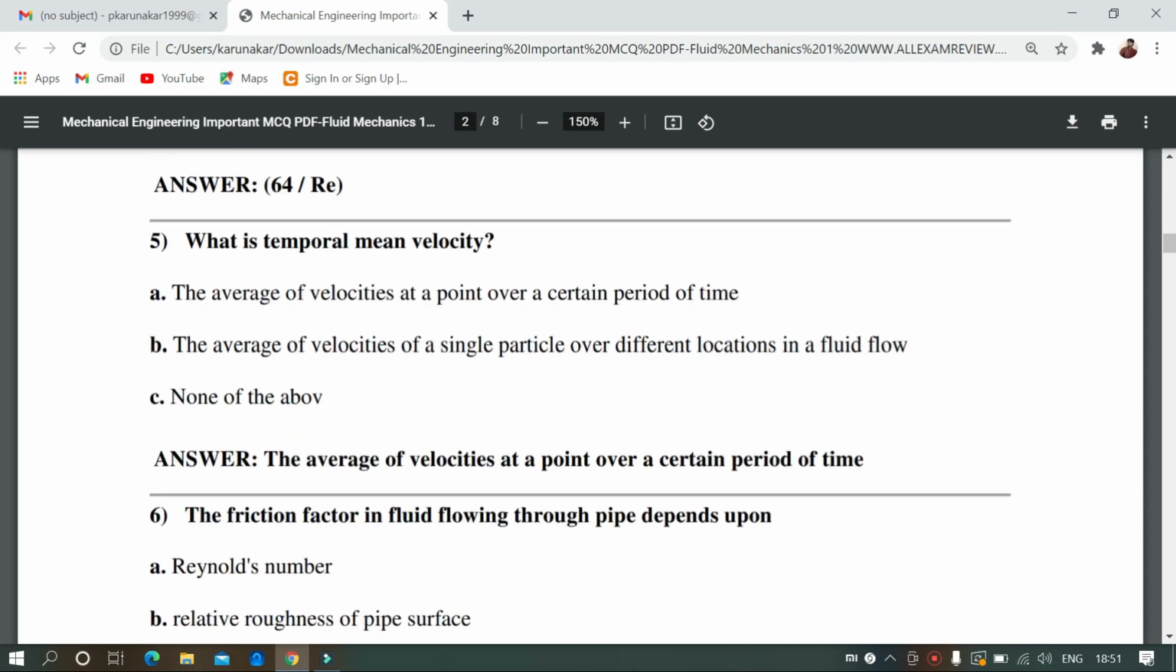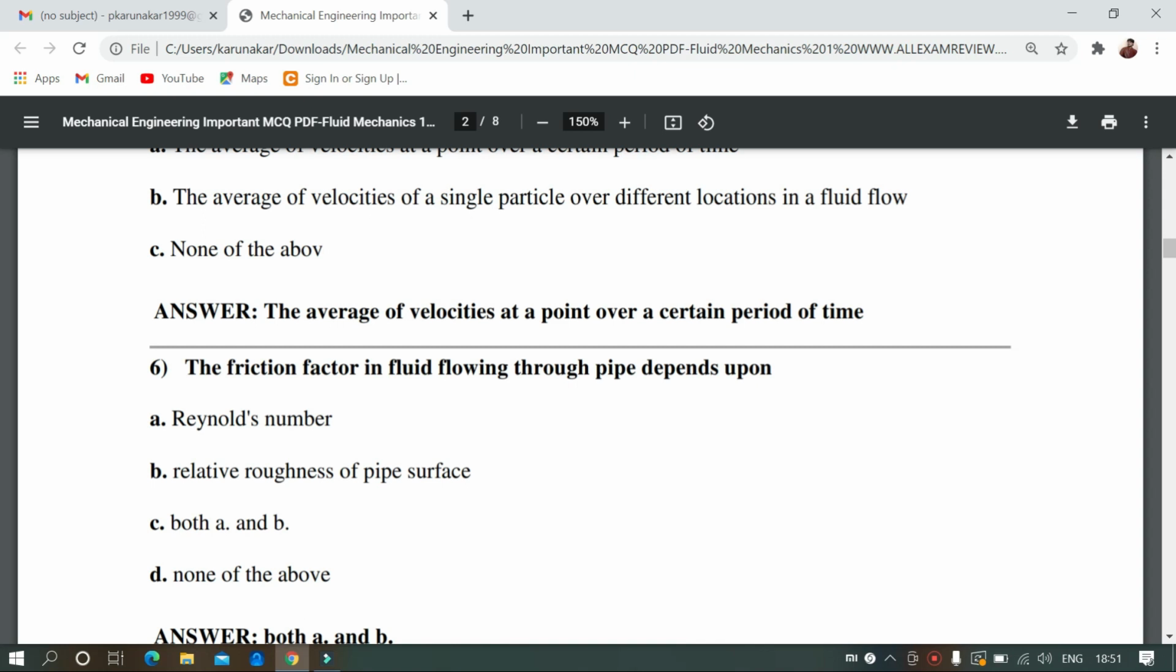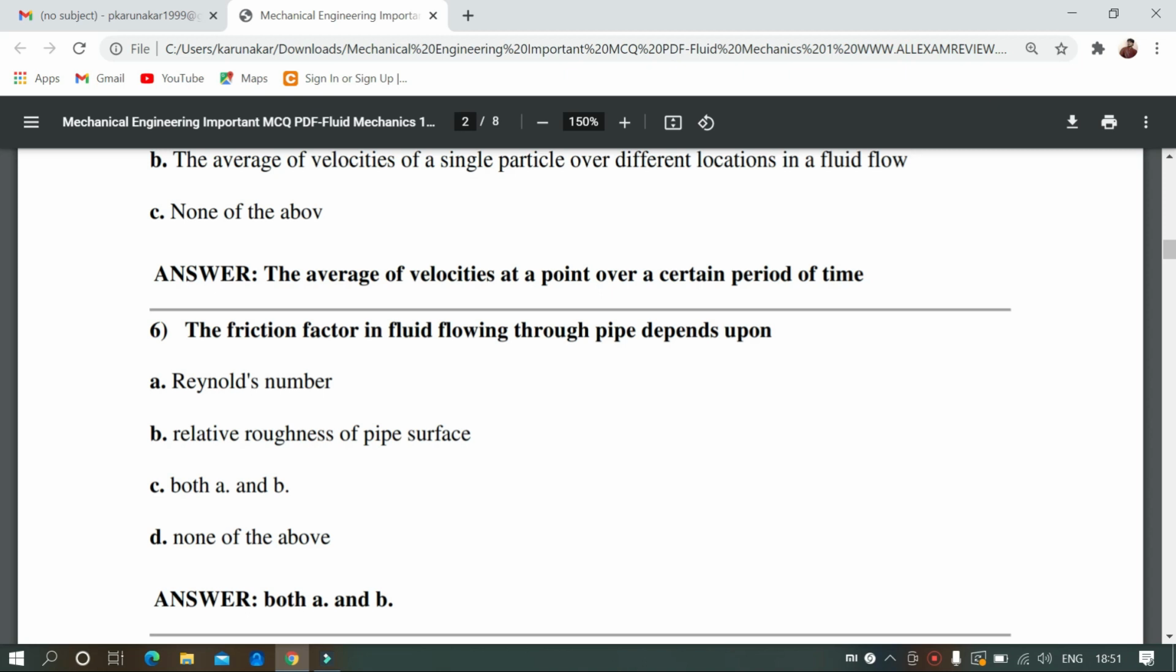Okay, so question number 6: the friction factor in fluid flowing through pipe depends upon. So repeat the question: the friction factor in the fluid flowing through pipe depends upon. So option A, Reynolds number, option B, relative roughness of pipe surface, option C, both A and B, and option D, none of the above. The correct answer is option C, both A and B. Yes, the Reynolds number and also relative roughness of pipe surface.